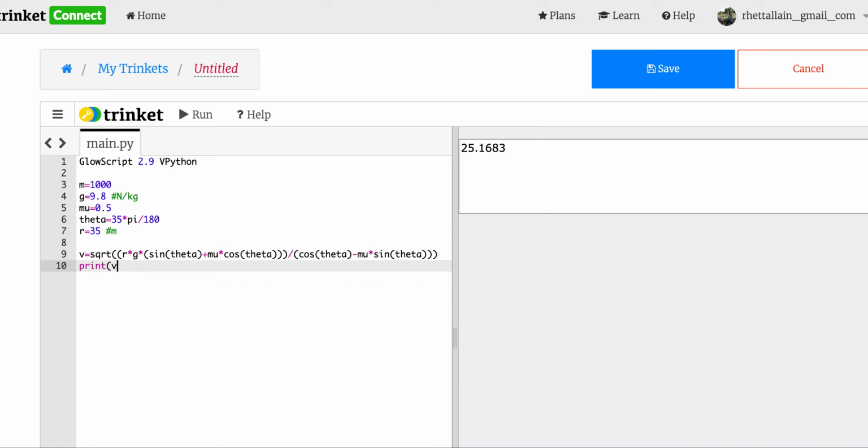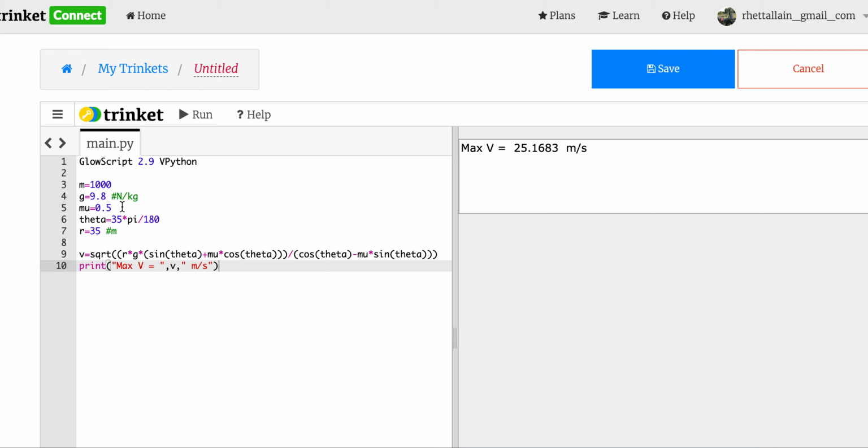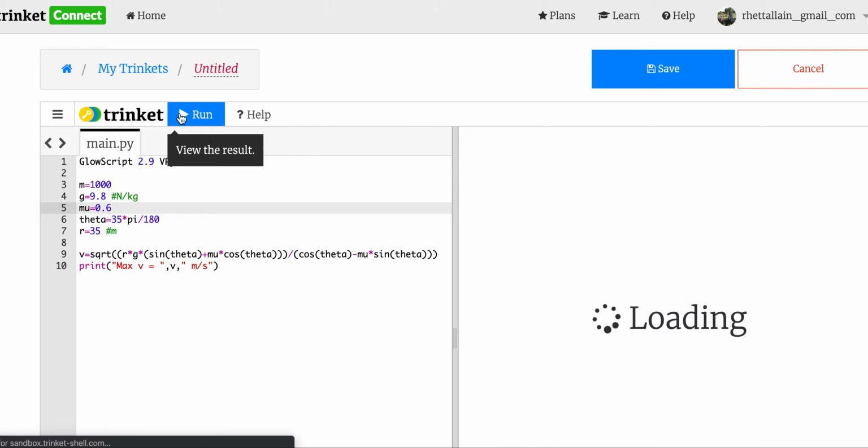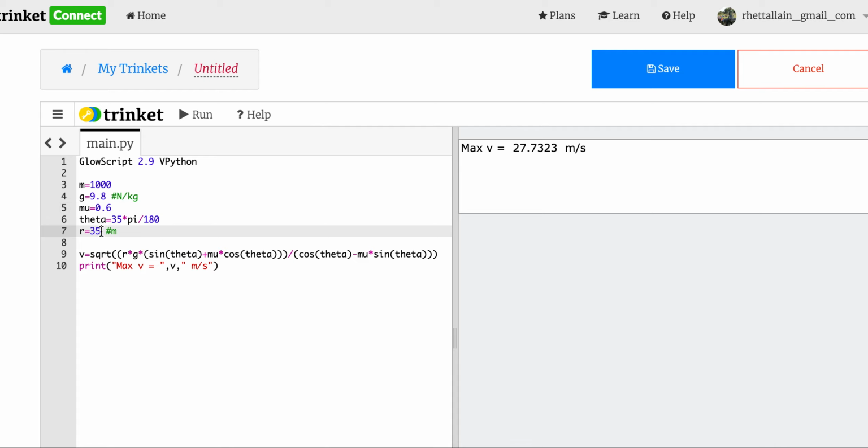And then let me say, so I printed that out. I can do this. Max v equals v meters per second. See? Great calculator. And what's great about this calculator is I can go ahead and change things. What if I increase the friction? Now, the coefficient of friction, if I increase it, the velocity should go up. So 0.6. So it was 25.1. So it did. Good. What if I increase the radius? Then you should be able to go faster. So let's say 39. It did. Okay.